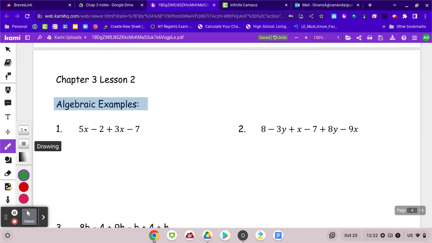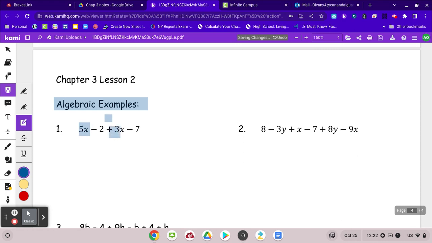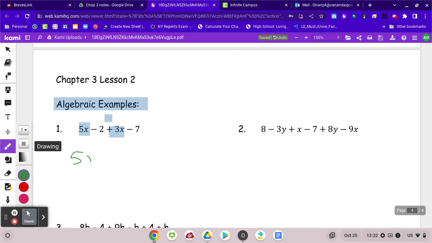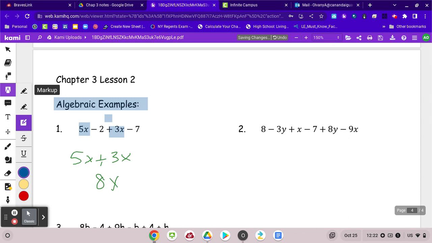So we're going to highlight what they have that's the same. This has 5 x's, and this has 3 x's. So 5x plus 3x is 8x. Then I look at what else is similar.